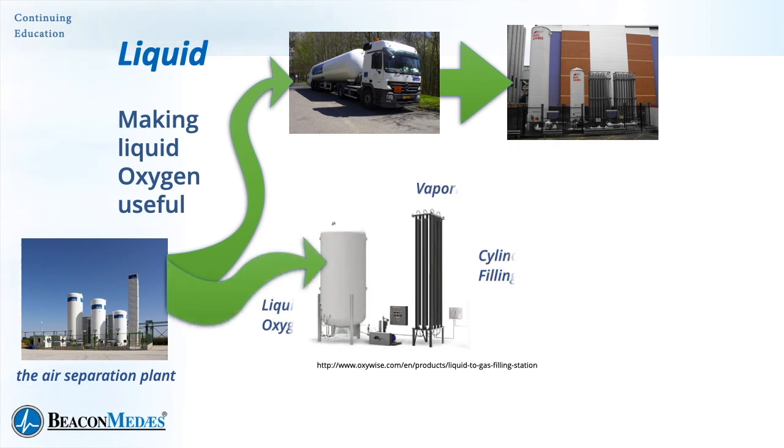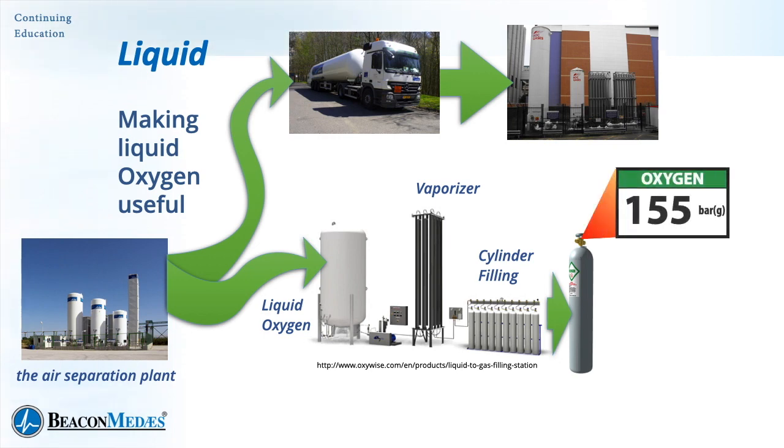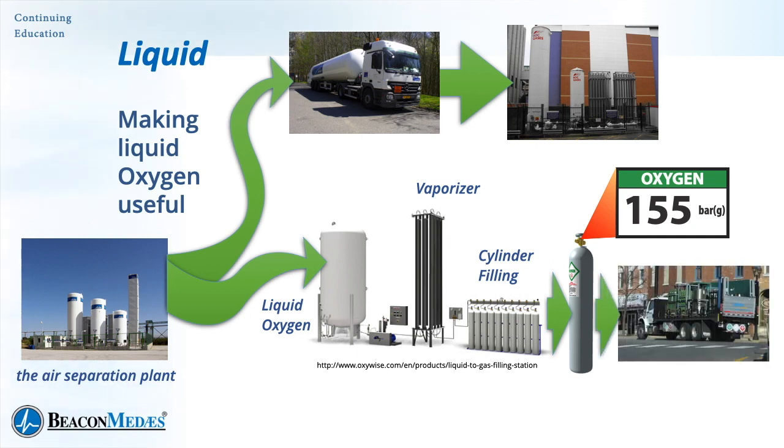But if we want cylinders, we're going to take it from the same source. Air separation plant is still going to make it in liquid form. They're going to take that liquid oxygen, turn it into a gas, and compress it at high pressure into a cylinder, 155 bar, about 2200 psi. We're going to put that cylinder on a truck and we're going to take it to the facility. So in all cases, we're going to make it in much the same way.